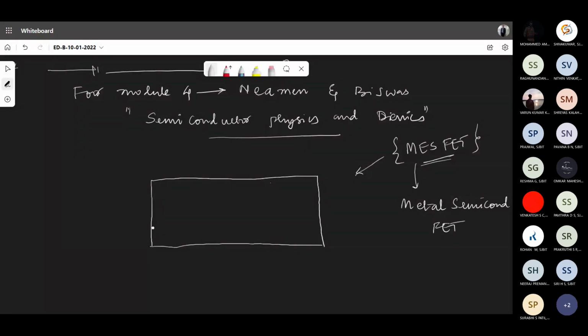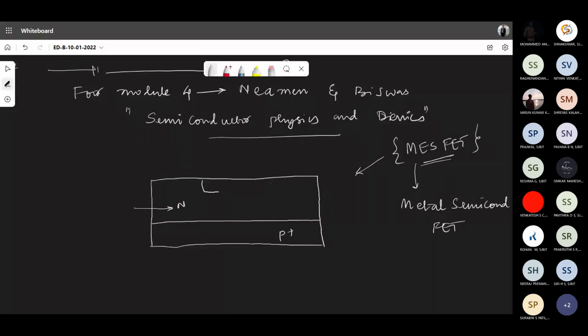So what they do is they start with a substrate which is made up of P plus, and then they diffuse N on either side. The entire thing will become N now. We require this MESFET concept here so that we can complete the equivalent model. We have completed 95%, 5% more will be completed using this.